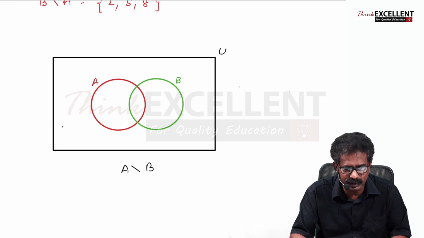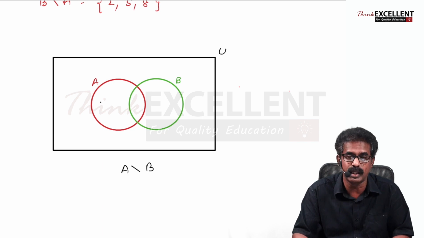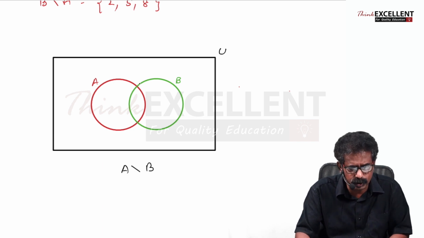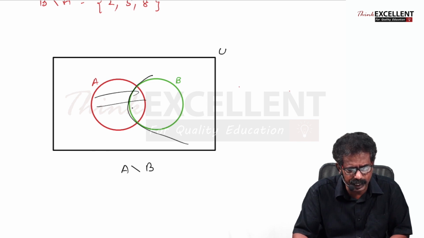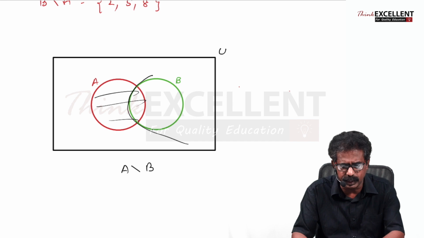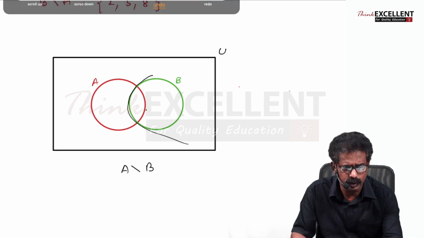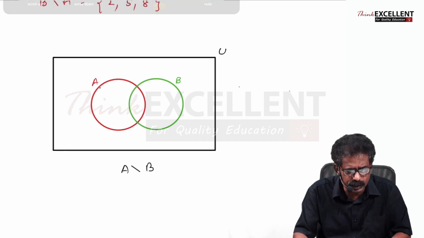In A, where is A? The red circle, right? So answer will be in the red circle only. Not in B. You should not. B should not be there. So don't take these elements. You take A but don't take B. So which one you can take? Only this portion you can take, right? Only this portion you can take.